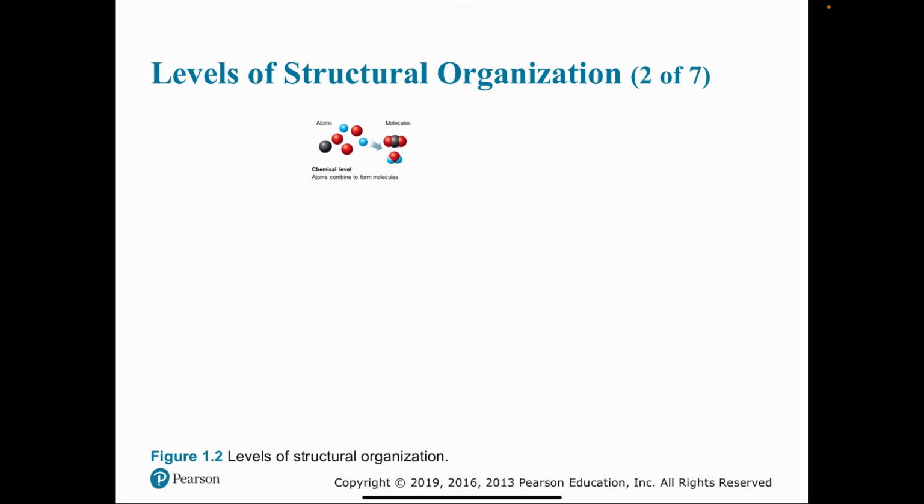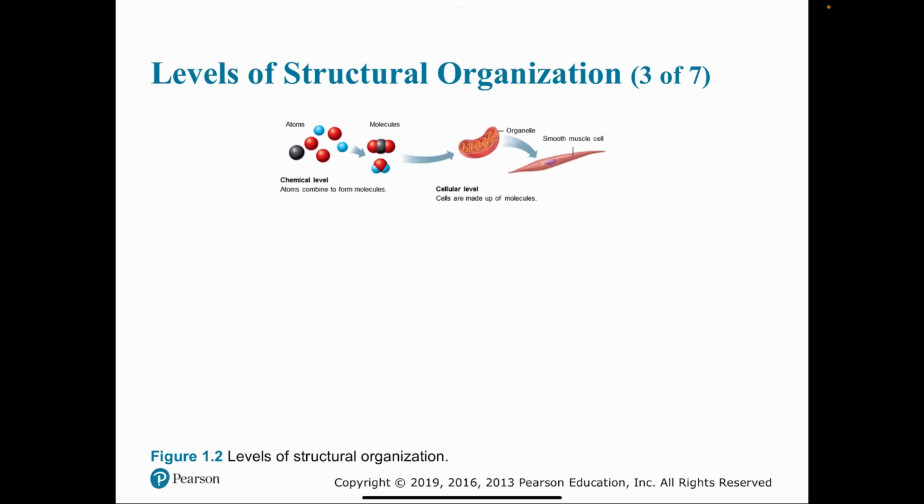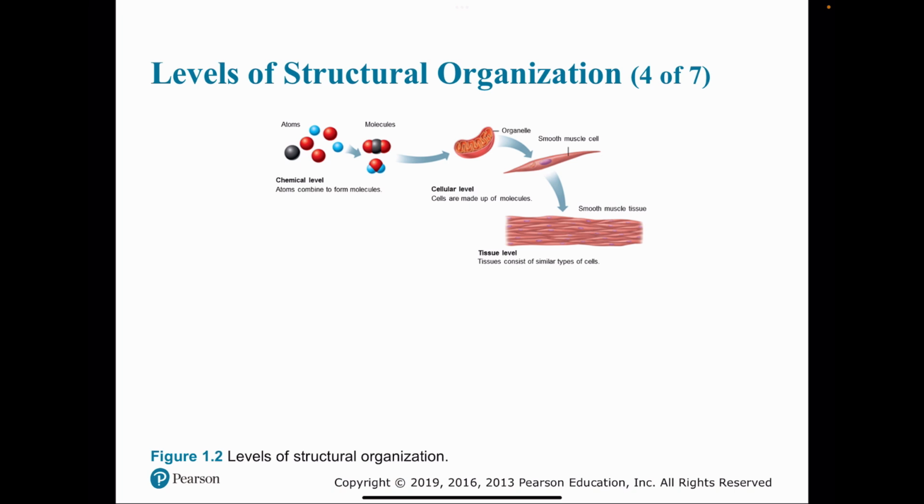This is where we're going to have our individual atoms joining together to form molecules, maybe even these molecules joining together to form macromolecules and organelles. When we have many organelles coming together, then we would reach the cellular level. So this is going to be where we have individual cells. Now, when we have multiple cells that are similar in nature joining together, then we would reach our tissue level.